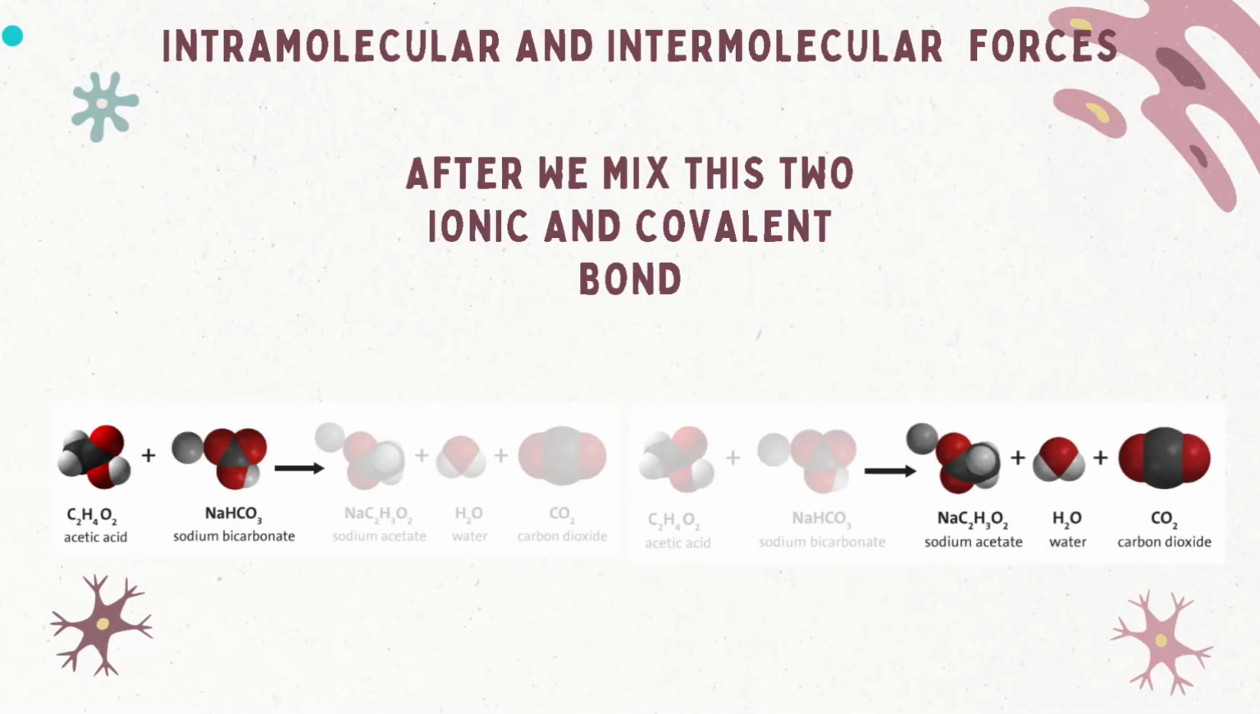After we mix these 2, ionic and covalent, they produce water. Water is H bonded with a strong intermolecular force. A large amount of energy is required to break this hydrogen bonding. Therefore, the water molecule will have a high boiling point. Another product is carbon dioxide gas. Carbon dioxide is a linear and non-polar molecule, so the only intermolecular force present in carbon dioxide is London dispersion forces or van der Waals forces. The molecule has weak to no attractive forces.